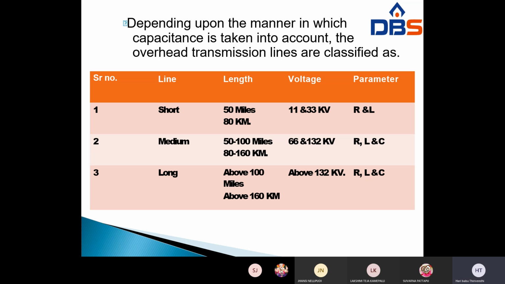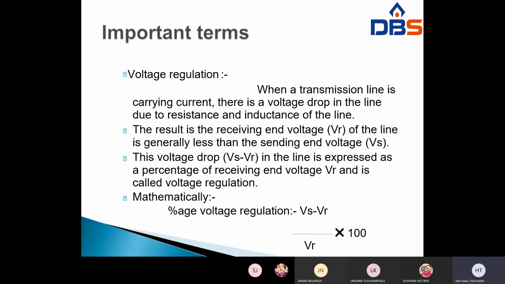And also we have to discuss what parameters we have to calculate in a transmission system. The performance of a transmission line is studied with the help of voltage regulation and transmission efficiency. What is the voltage regulation? Voltage regulation should always be as low as possible, but transmission efficiency should be as high as possible.